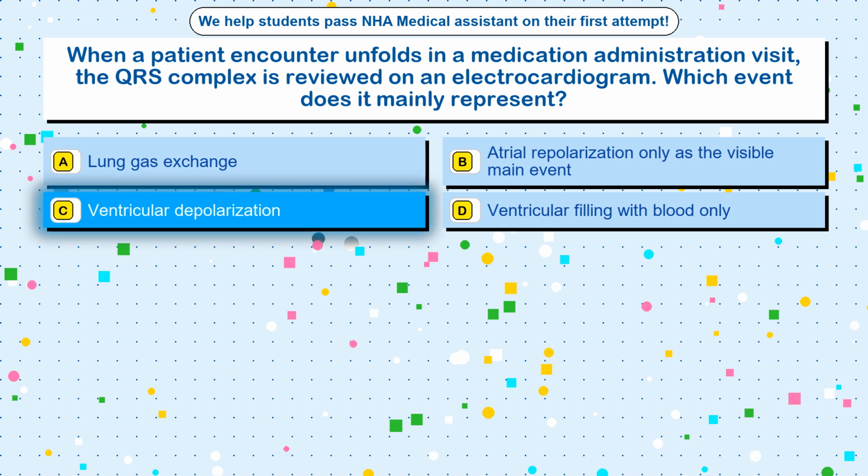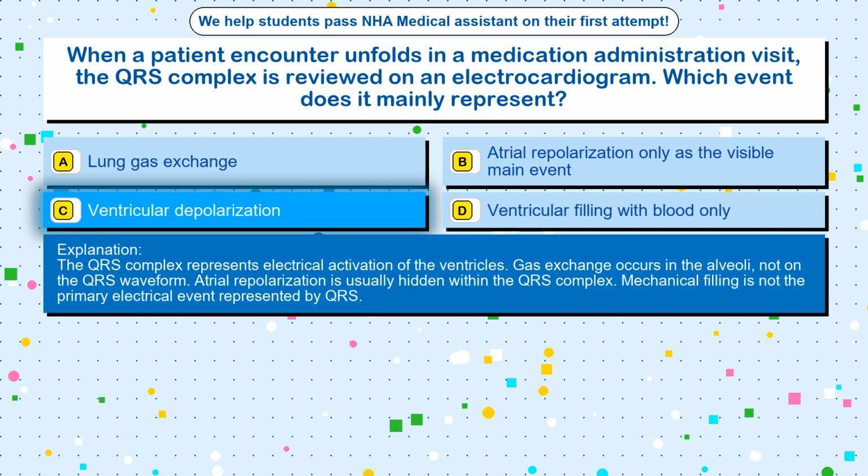The correct answer is option C, ventricular depolarization. The QRS complex represents electrical activation of the ventricles. Gas exchange occurs in the alveoli, not on the QRS waveform. Atrial repolarization is usually hidden within the QRS complex. Mechanical filling is not the primary electrical event represented by QRS.